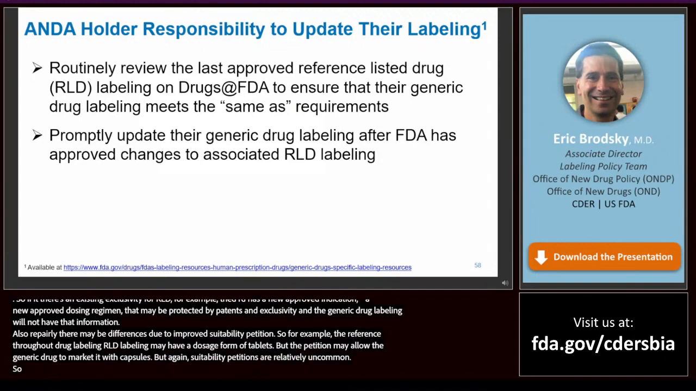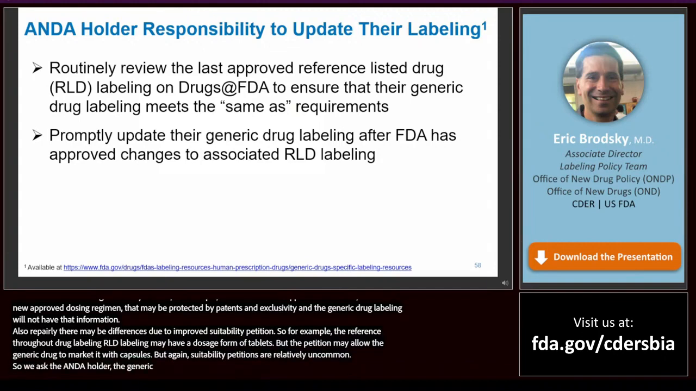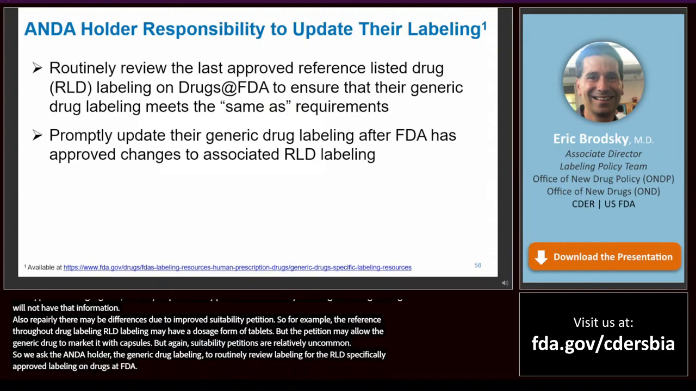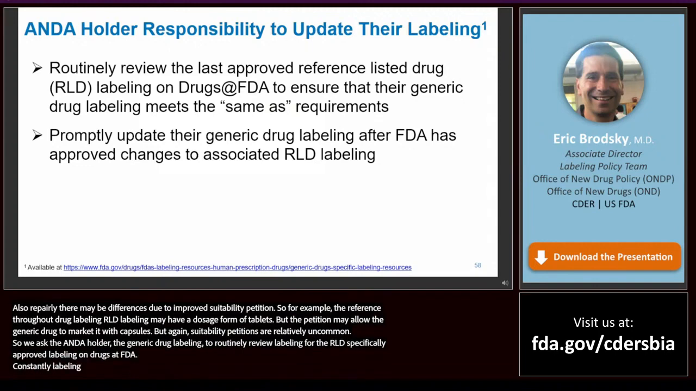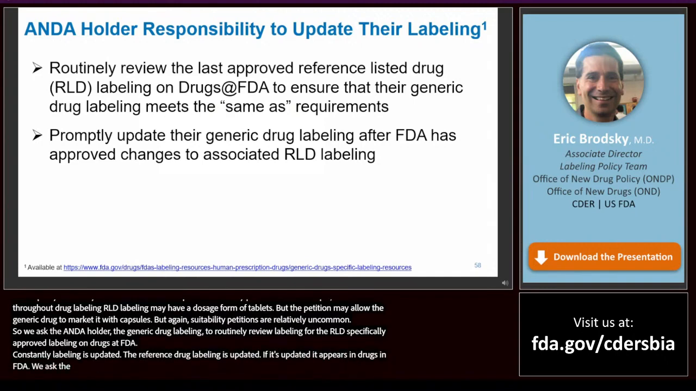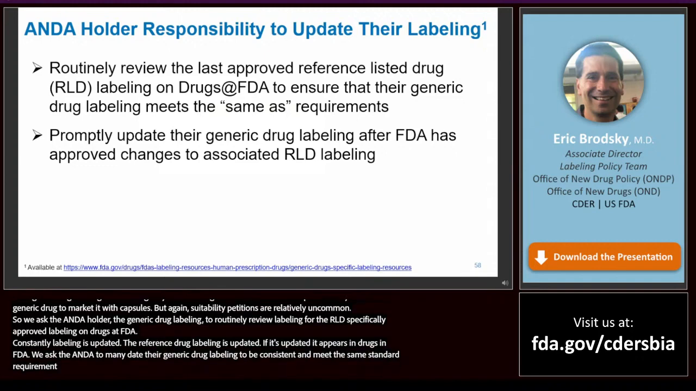So we asked the ANDA holder, the generic drug labeling company, to routinely review labeling for the reference listed drug, the RLD, specifically approved labeling on Drugs@FDA. Constantly labeling is updated. The reference drug labeling is updated. If it's updated, it appears on Drugs@FDA. Then we ask the ANDA holder to promptly update their generic drug labeling to be consistent and meet the same as standard requirements as the RLD labeling.